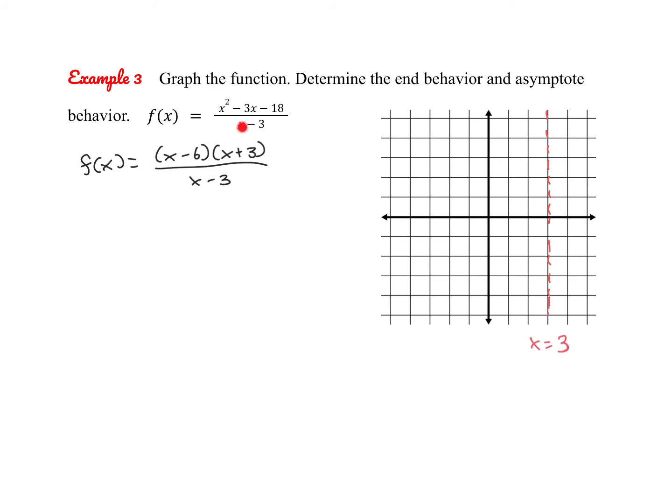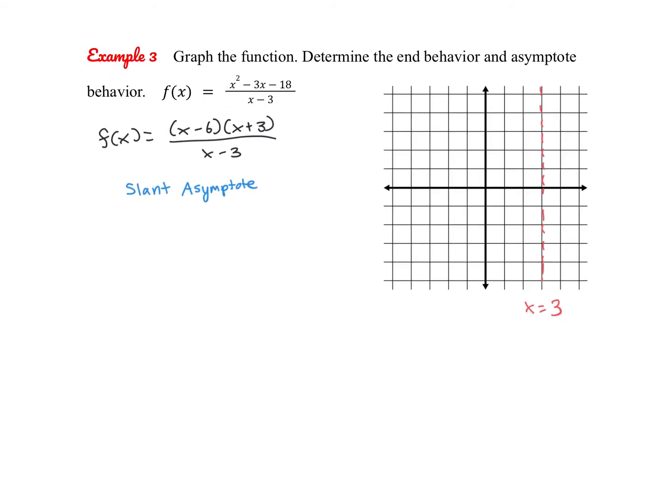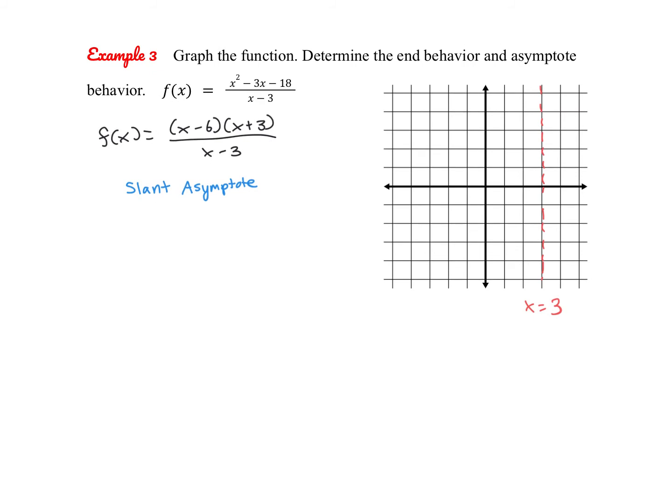And then if you'll notice here, the degree in the numerator is exactly 1 more than the degree in our denominator. So in this case, we're going to have what's called a slant asymptote. Remember, for a slant asymptote, I said on the slide that says special features, we can find the equation of our slant asymptote by doing some long division. So we're going to divide our numerator by our denominator: x squared minus 3x minus 18 divided by x minus 3. So we have x squared minus 3x, subtract.